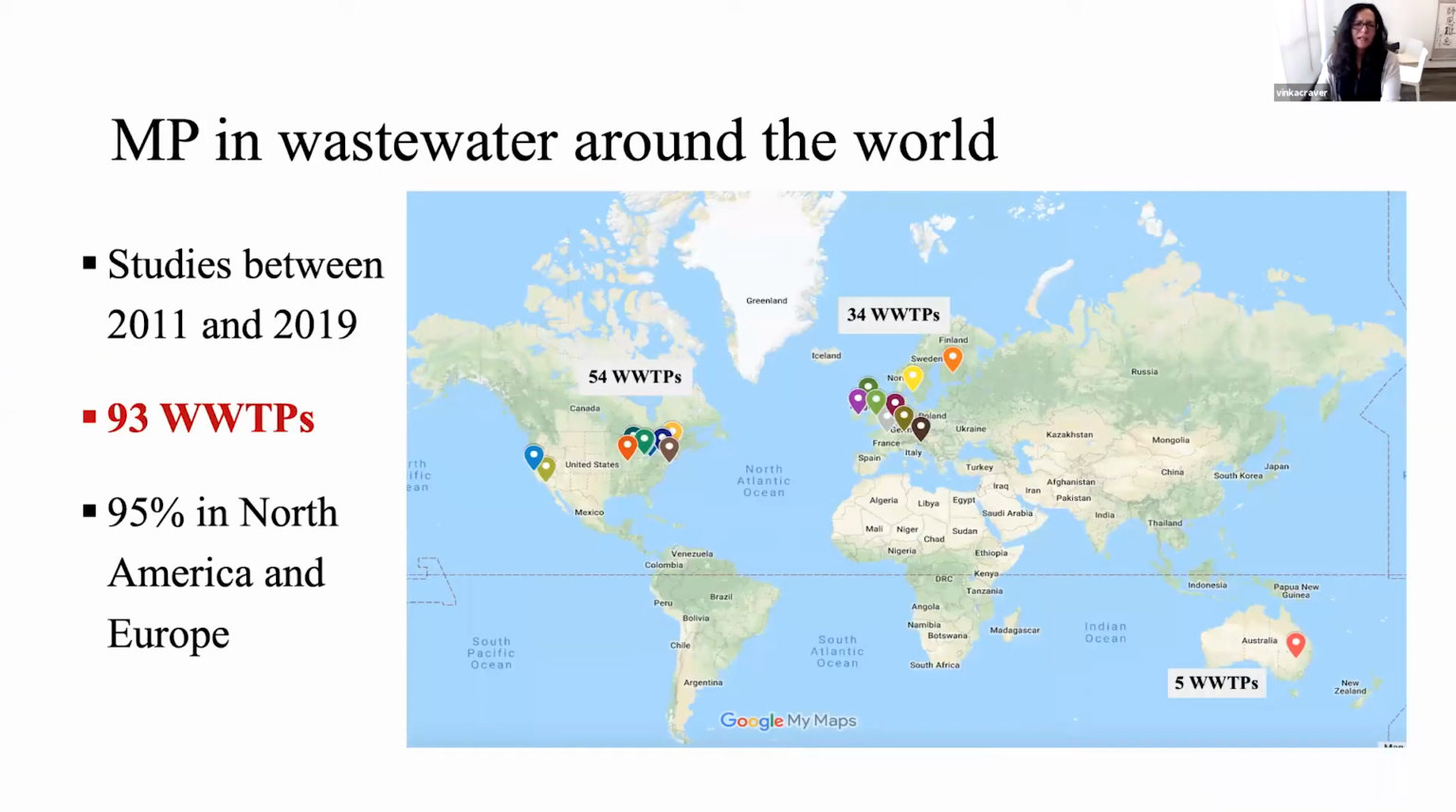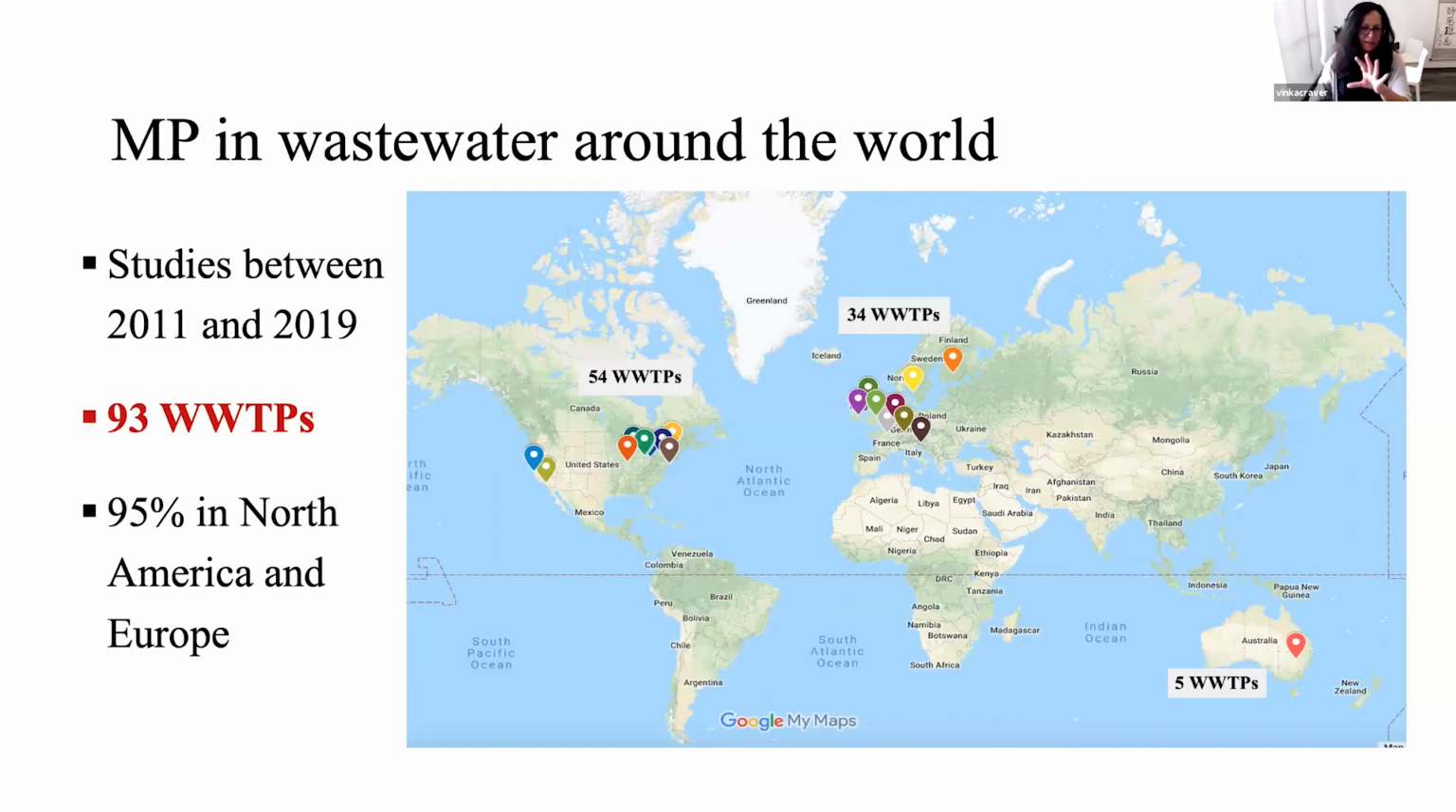Okay, so these are some results from a study that we did about 2 years ago, in which we tried to see what the state of knowledge is. I mean, do we know how much microplastic is released from wastewater treatment plants? We tried to collect all the studies that existed at the time, and we got about 93 studies covering 93 wastewater treatment plants, most of them from the northern hemisphere and developed countries, and not so much from lower economically developed countries.